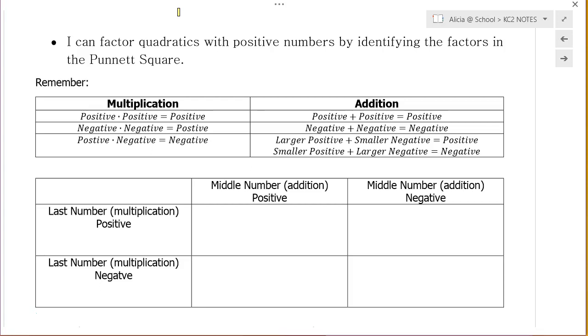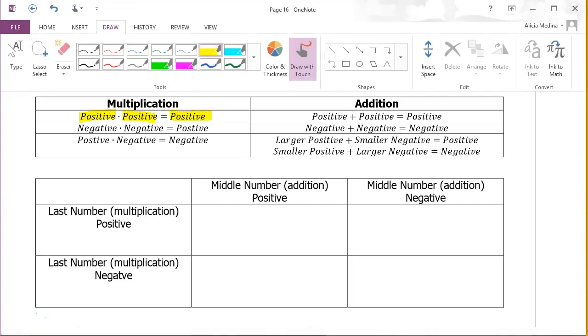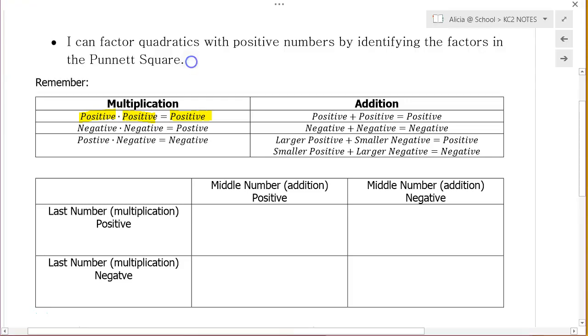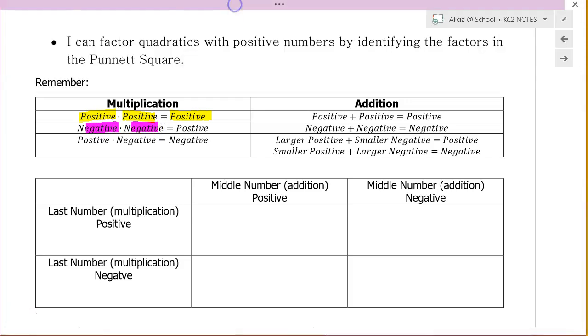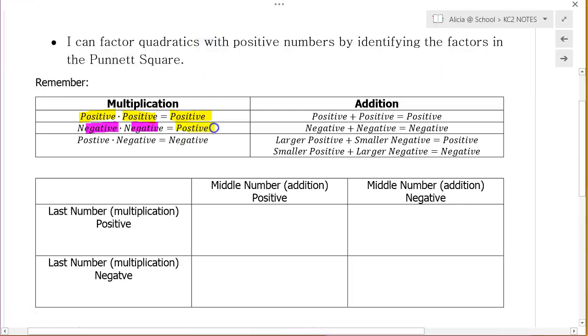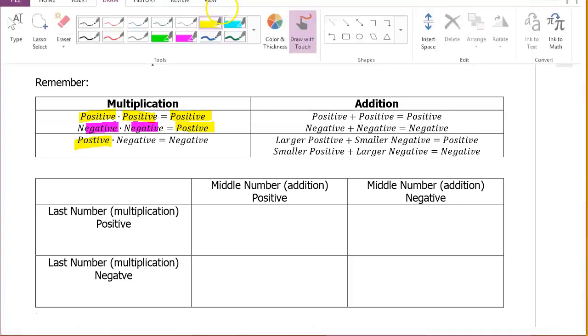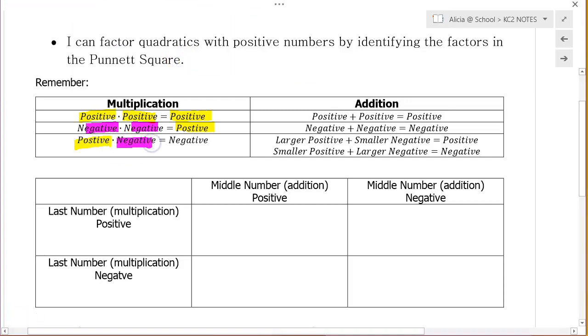multiplying positives and negatives, versus when we're adding positives and negatives. So if we are multiplying two positive values, our answer is going to be positive. If we are multiplying two negative values, two negatives, that's kind of dark, our answer, when we're multiplying, switches back to positive. If we have a positive times a negative, the answer is negative. Alright, so make sure you reference those in case you get stuck.